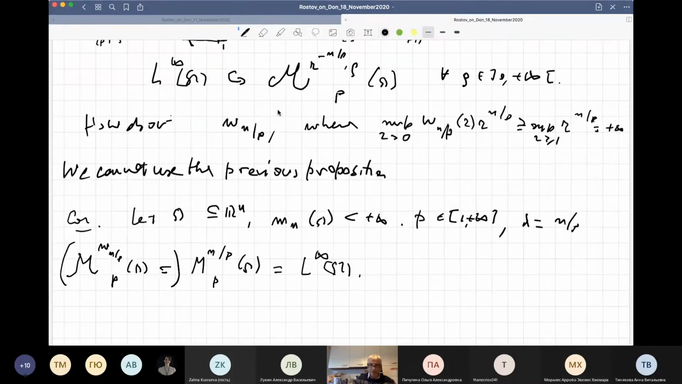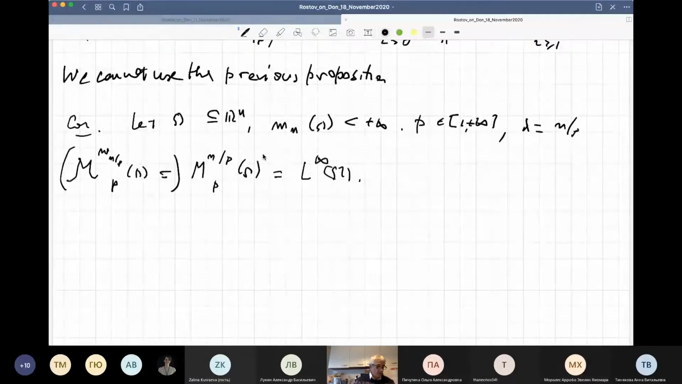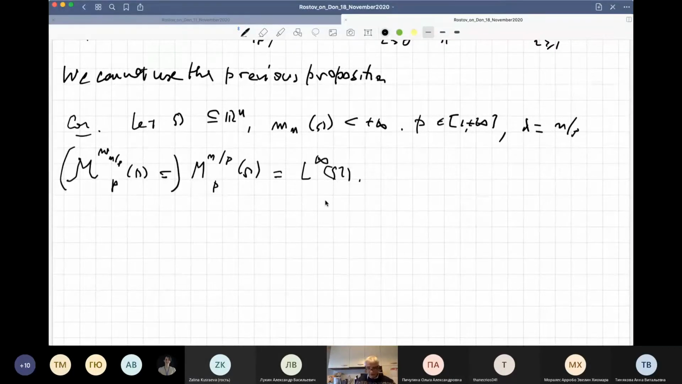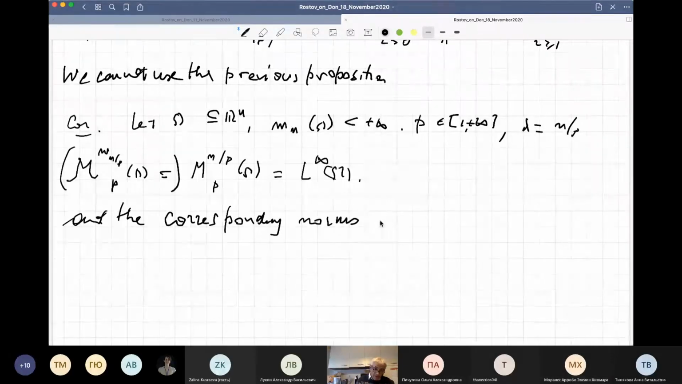By the way, here you see in the first two cases, we already knew the reverse inclusions. So I just put the format. Actually, you have an inequality here. And then you can discuss how about if the volume is infinite. Then we will see it in a moment, okay? And the corresponding norms are equivalent.